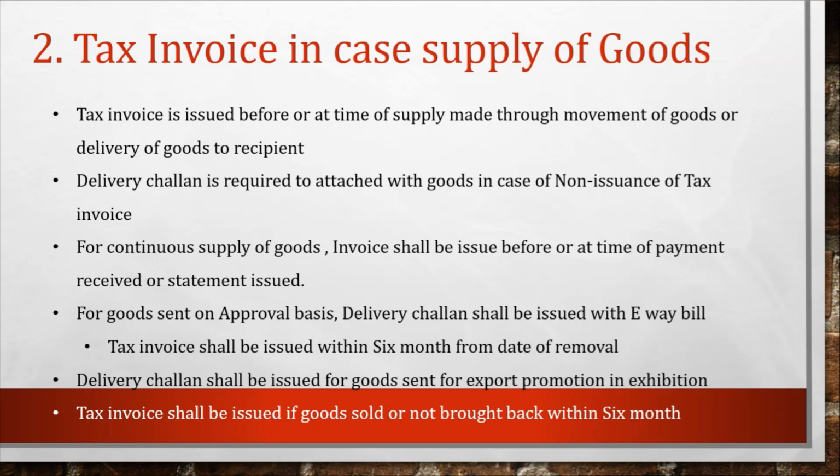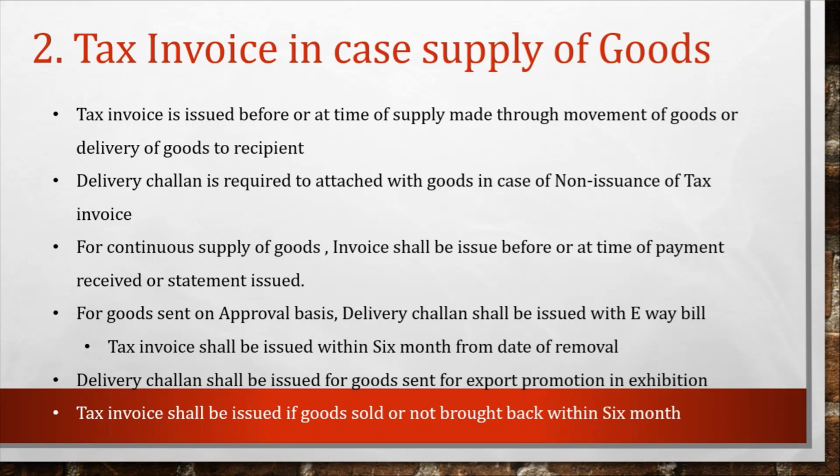A registered person supplying taxable goods may issue a tax invoice before or at the time of supply, made through movement of goods or delivery of goods to the recipient. These are the two conditions, but not after the delivery of goods. A delivery challan is required, which should be attached with the goods in case of non-issue of a tax invoice. Sometimes it is not possible to issue the tax invoice at the time of delivery, so a delivery challan must be attached.